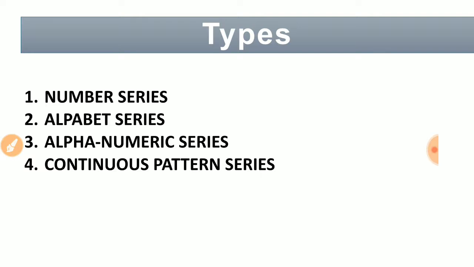For the NET exams we have 4 types of possible questions from this series test. The first type is directly associated with numbers, the second type is associated with alphabets, the third one is alphanumeric, the numbers and the words combined, and the fourth one is continuous pattern series. These are the 4 types of questions we are expecting for the paper 1 NET exams. Now in this session we are discussing the first one, that is number series.